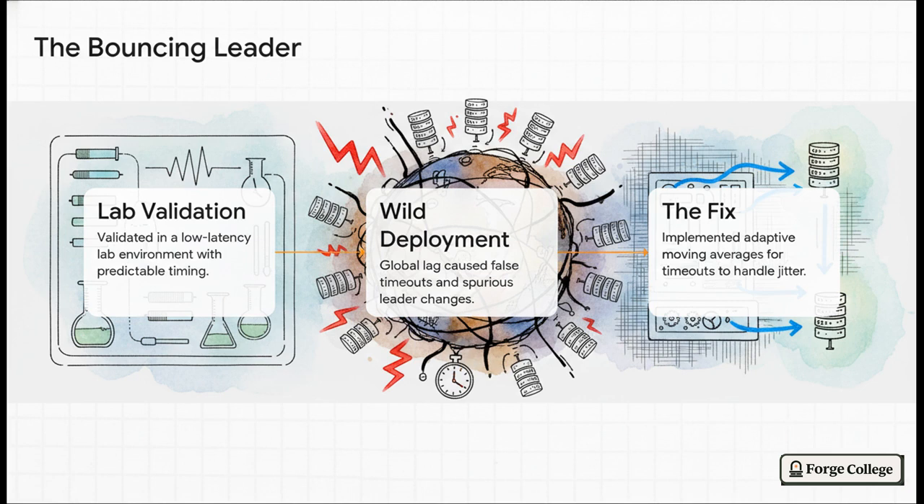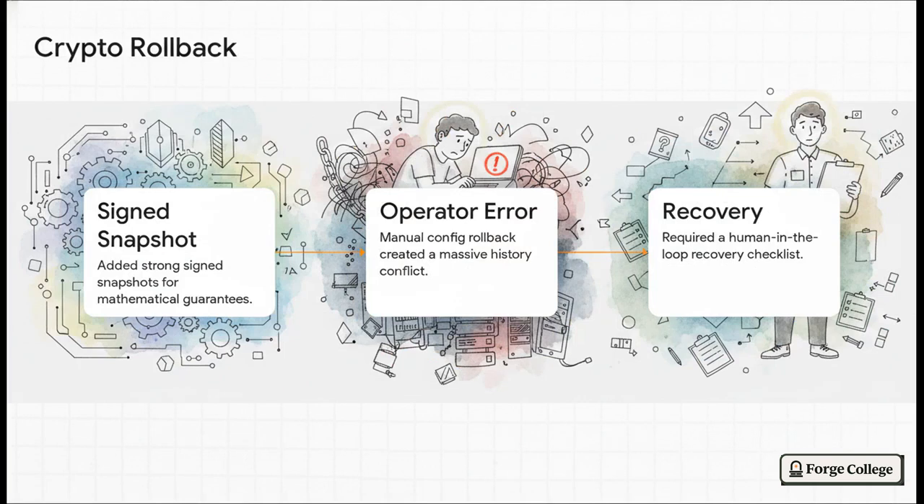Finally, step 3, the fix. Engineers had to implement adaptive moving averages for timeouts. It completely proved that a hard-coded timeout, which felt perfectly safe in the lab, is a dangerous liability in the real world. Now for our second case, Case Study B, the cryptographic rollback.